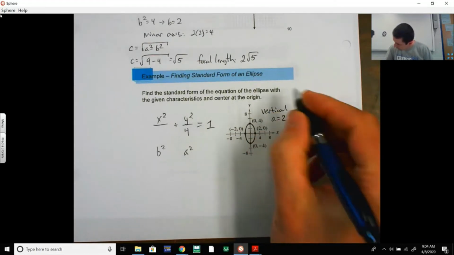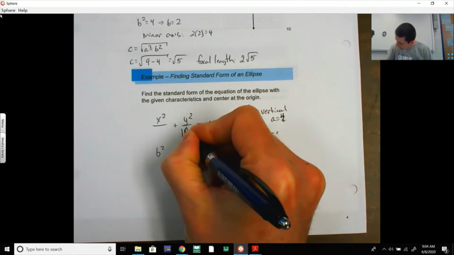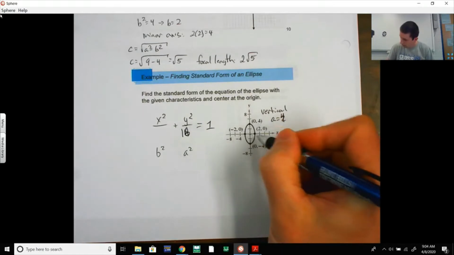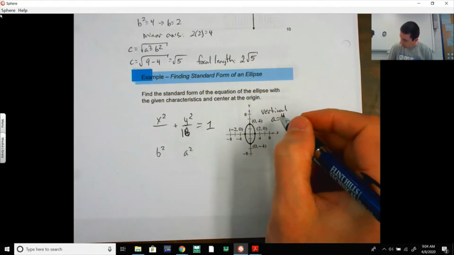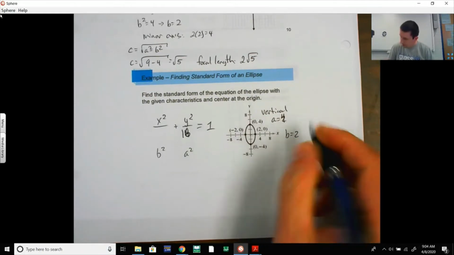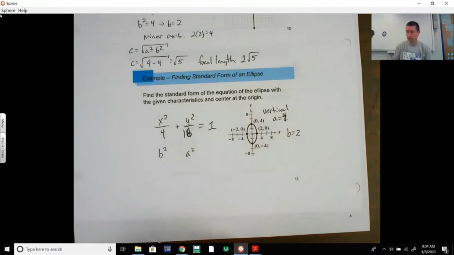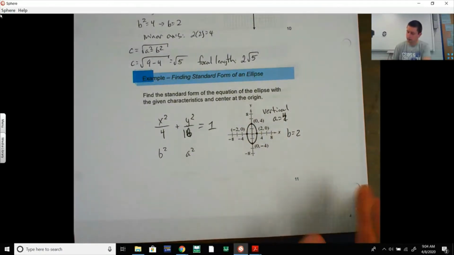This is counting by 2's here, so a should be 4, which makes this a 16. We're counting by 2's, 2, 4, so a is 4. Okay, b is going to be 2. That is the minor axis length, so this would be x squared over 4. So x squared over 4 plus y squared over 16 equals 1. There's your standard form equation.